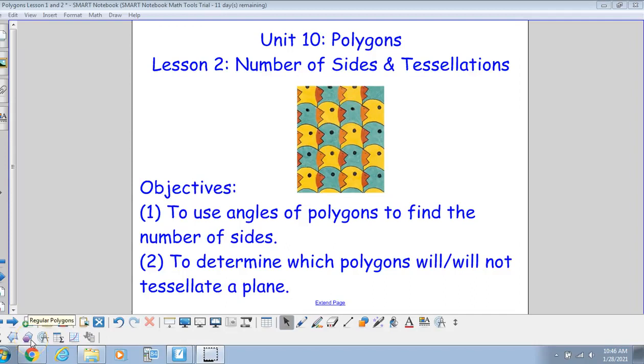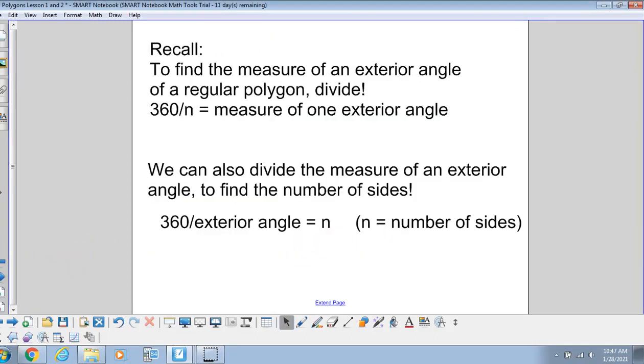Hello geometry students. In this video we are going to talk about how to find the number of sides of a polygon, and we're going to talk about tessellations. Okay, so recall, to find the measure of an exterior angle of a regular polygon, we divide. If we do 360 divided by n, that's the number of sides, that'll tell us the measure of one exterior angle. Well, we can also use that kind of in reverse.